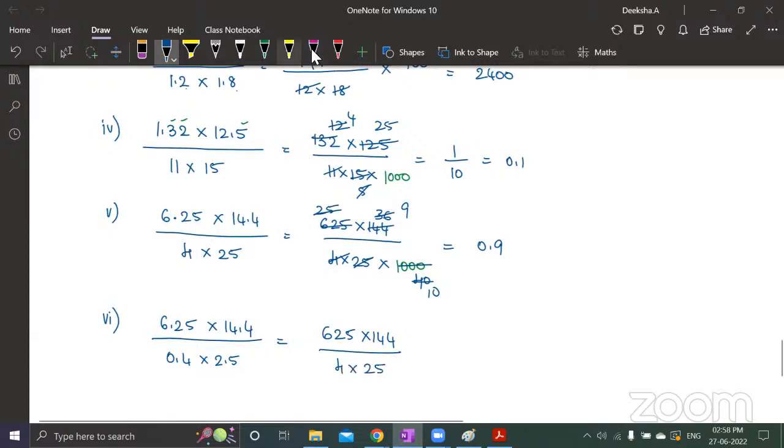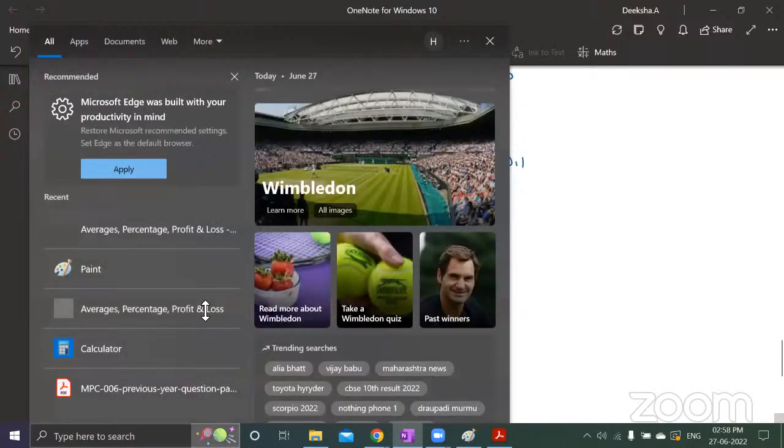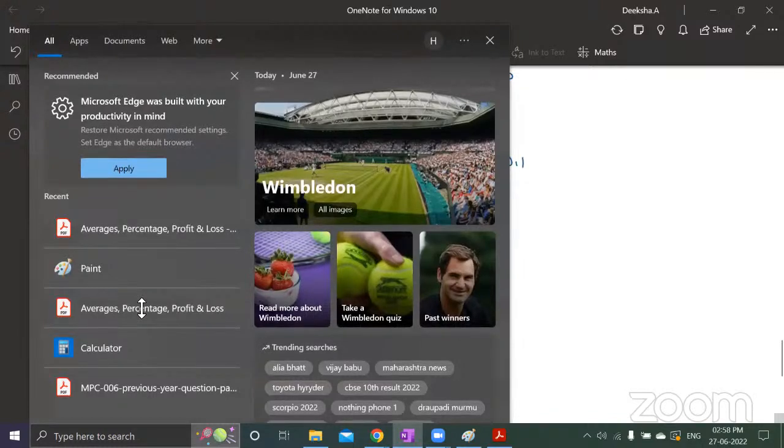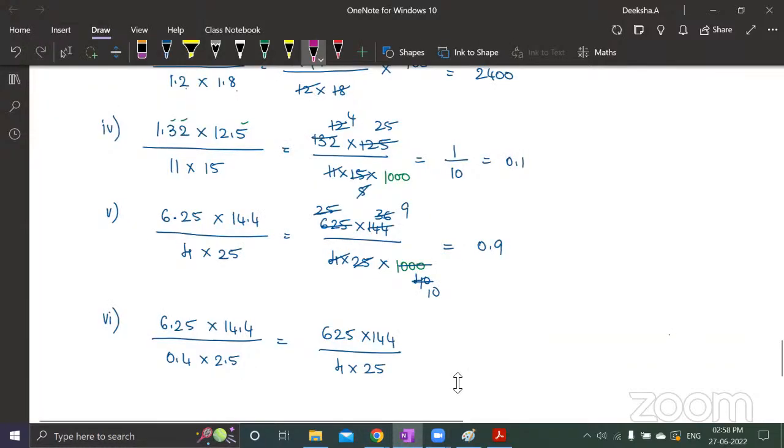Now count the number of decimal digits in the numerator and in the denominator separately. Here I have 1, 2, 3, right? 3 digits are there here. And here I have 1 and 2, 2 digits are there. Now, on whichever side there are fewer digits, that is the denominator, the difference between these two is only 1. So write 1 0. Now you can get the answer.